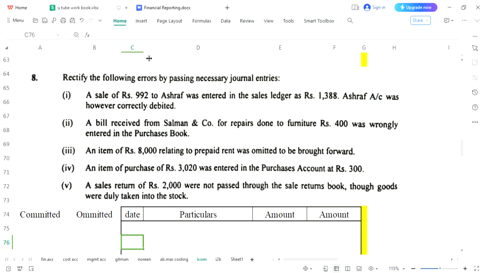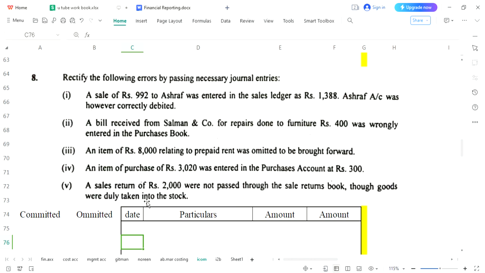Today's target is to solve question number 8. The chapter we are related with is rectification of error. As usual, we are required to make journal entries. 5 entries are given, and we are needed to make journal entries for these 5. Those are called rectified entries.